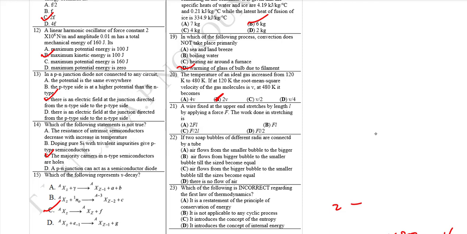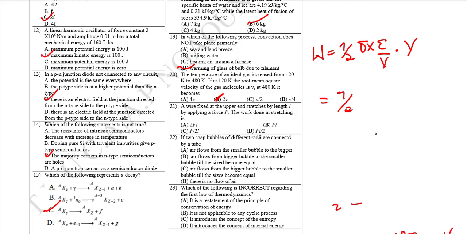Now we are on the next, that is 21. A wire fixed at the upper end stretches by a length L by applying a force F. The work done in stretching is, what's work done? Elastic potential energy. So that work done will be given by a half times the stress times strain per unit volume times the volume.